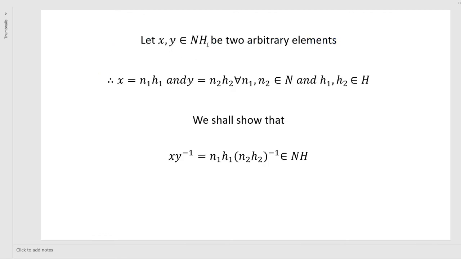I consider two elements from NH and I prove XY inverse belongs to NH. If I consider x in NH, it's of the form, say, N1 into H1, and y as N2 into H2, where N1 and N2 are in capital N and H1 and H2 are in capital H. So we have to show that XY inverse, that is, N1 H1 times N2 H2 whole inverse, belongs to NH.